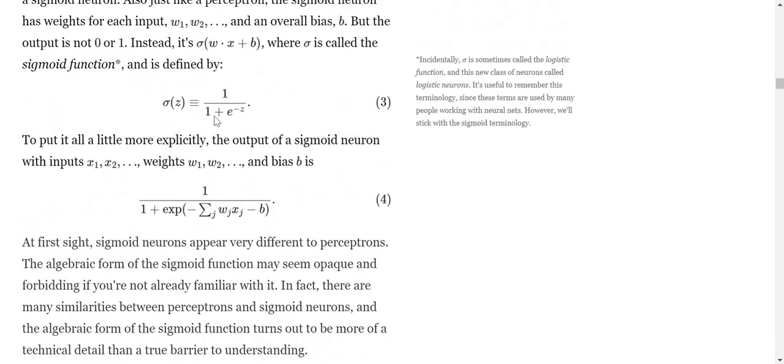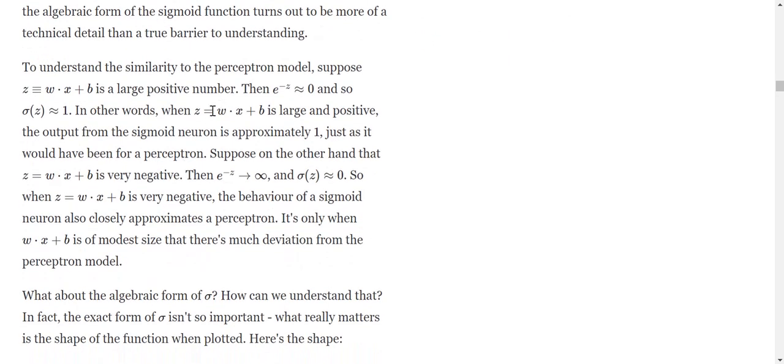And then sigmoid of z is 1 upon 1 plus e to the negative z, where e to the negative z is tending to 0. So essentially sigmoid of a very large number is 1. So in other words, when z is very large, where z is wx plus b, the output from the sigmoid is approximately 1, just as it would have been for a perceptron. If you remember, we had that threshold concept, right? So you had defined those barriers, and then you removed the threshold to add the bias, but still when this value z is large and positive, you can guess that it would behave like the perceptron and give a 1.